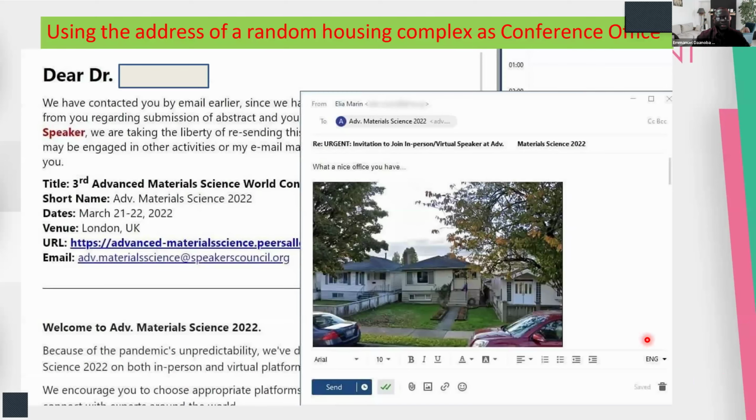The things they do, let's look at them. They use the address of a random housing complex as a conference office. They will say that this journal is organizing a conference, then they give you the location of the conference, and it is somebody's complex they will go and use. I don't know whether you've gotten emails like this. Dear Dr. so-and-so, we have contacted you by email several times. We want you to be a distinguished speaker at such and such conference. They will give you details, that they will waive fees, that they will give you two days free accommodation. But when you go and check the registration, you will pay $1,000 or $2,000. They are still going to get back what they want.